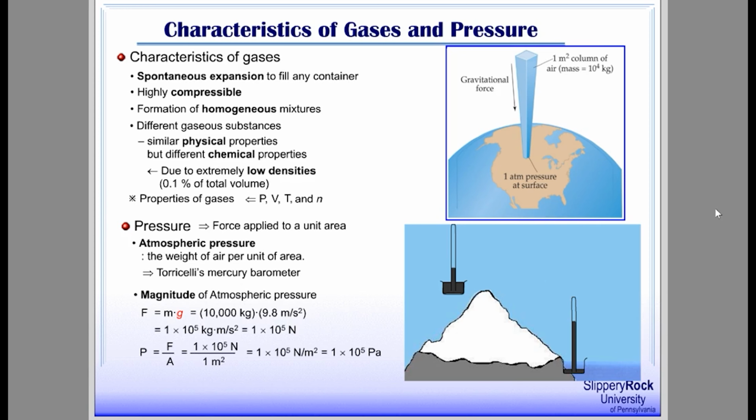Standard atmosphere pressure is 1 atm, which is equal to 760 millimeter mercury or 760 torr, or 1.01325 times 10 to the 5th Pascal.